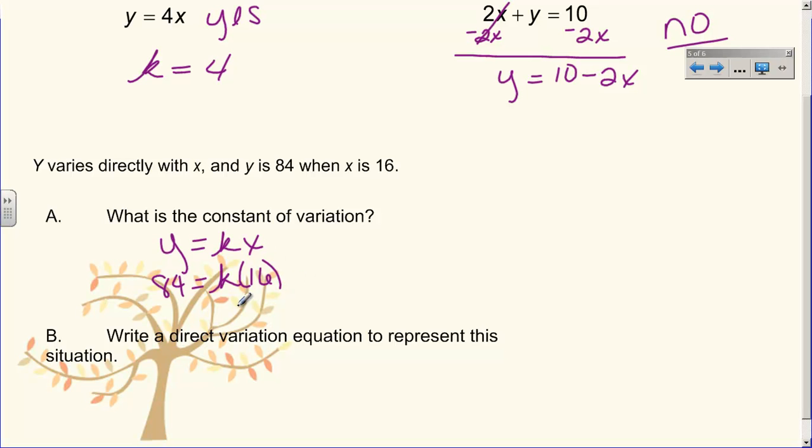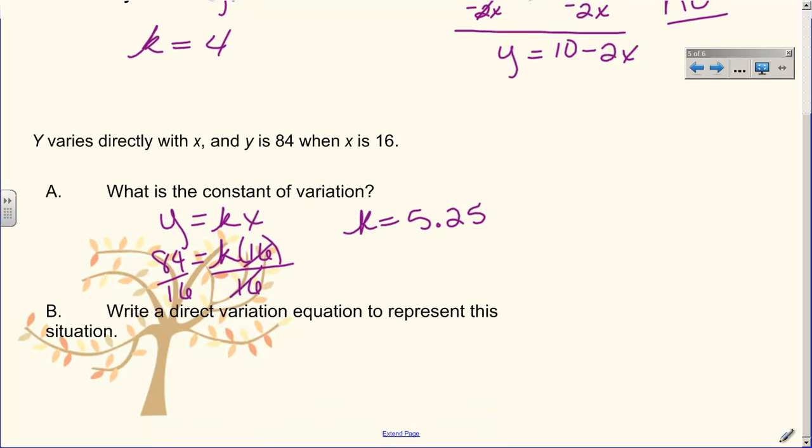Well, if I want to get k by itself, I simply divide by 16 on both sides. So I get that k equals 5.25. And we're going to go ahead and divide, make that a decimal. And it's fine, because it's a nice decimal, it doesn't repeat. So my constant of variation is 5.25.